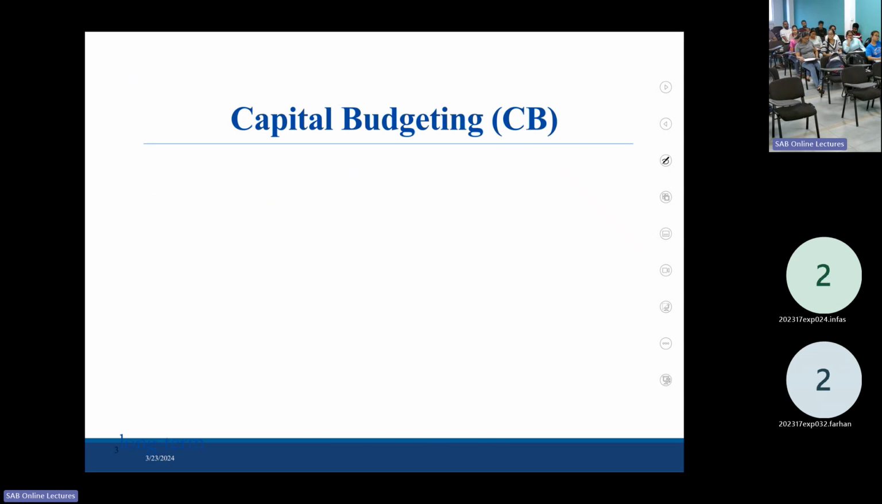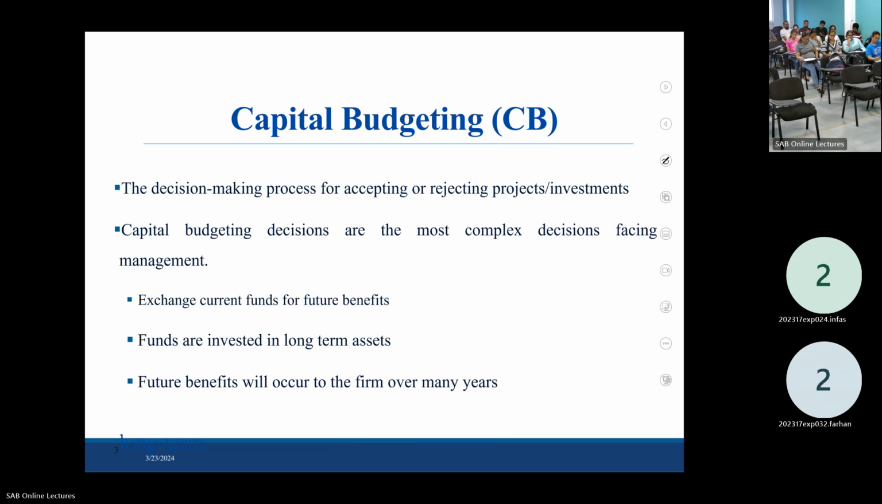Right, so let's see what capital budgeting is. When we say capital budgeting, it is not an overnight decision. I have uploaded some reading chapters, and this PowerPoint is prepared based on that chapter. So capital budgeting is a decision-making process for accepting or rejecting a long-term investment.